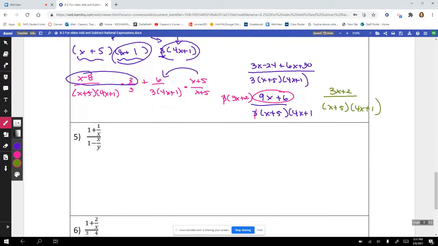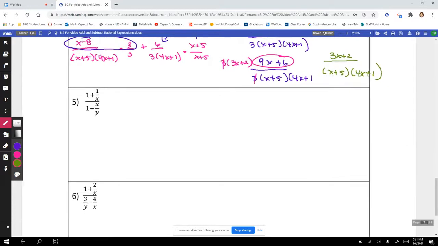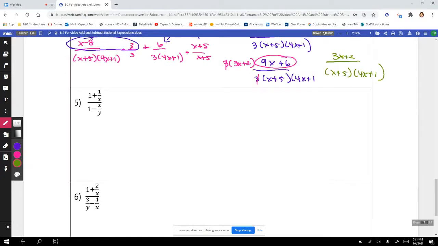Okay, let's move on to number 5. Now this setup looks a little bit different. I have a fraction on both sides of my numerator and my denominator. So what I'm going to do is I'm going to multiply the greatest common factor of all of them. So I'm going to look at this term and this term and this term and this term and just do one lowest common denominator of all of them. And when I do that, I know this is over 1 and this is over 1, but I know that I have an x and a y. So I'm going to multiply everything by xy. And let's see what happens.